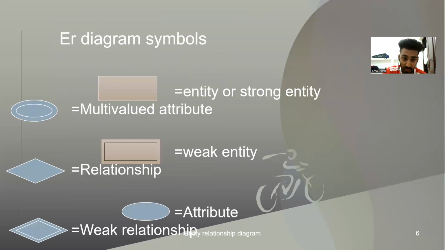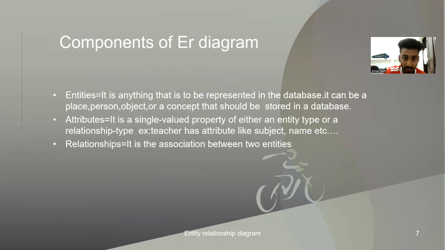Then ER diagram symbols. The rectangle stands for entity, while the double ellipse stands for multi-valued attribute. Then single ellipse stands for attribute, and rectangle stands for entity, while double rectangle stands for weak entity. Then diamond stands for relationship, and double diamond stands for weak relationship.